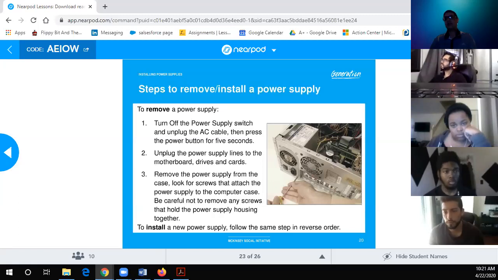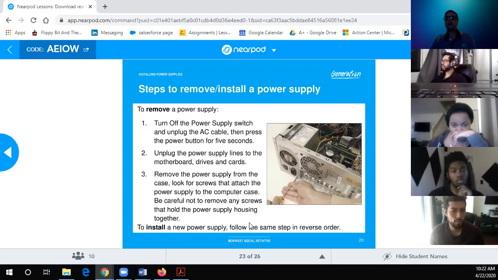Next section here is in reference to removal and installation of a power supply. As in everything, we turn it off, make sure we hit the power, unplug it, hit the power button for about 5 seconds, make sure it all discharges, unplug all cables from the motherboard itself after we open the case, remove the power supply, look for screws that may be attached to the case only here, not all the screws, but just the screws that pertain to it. Be careful not to remove, obviously, too many of them.